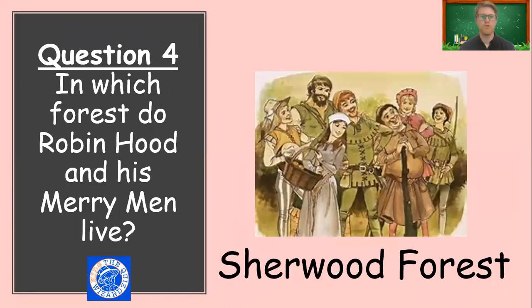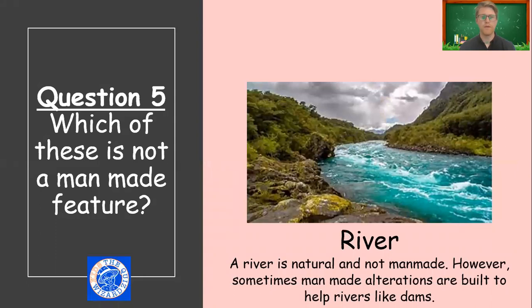Question 4, Robin Hood and his merry men lived in Sherwood Forest. You had 3 options. You had the road, you had the river, you had the canal. The river is not man-made. It is a natural feature. However, sometimes man-made alterations can be made to help rivers survive. For example, dams.